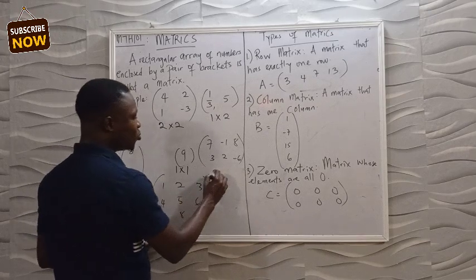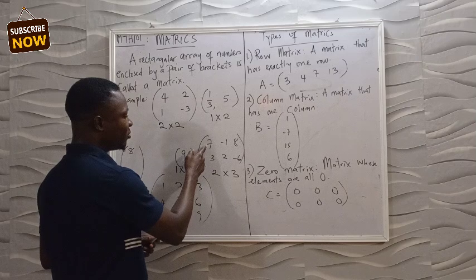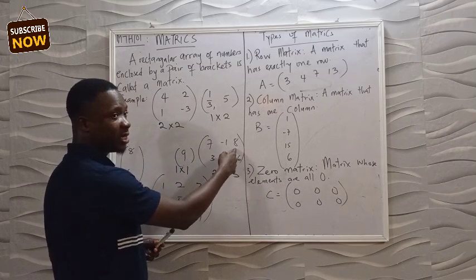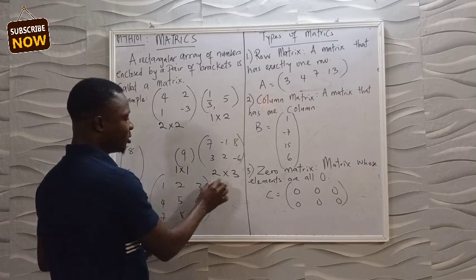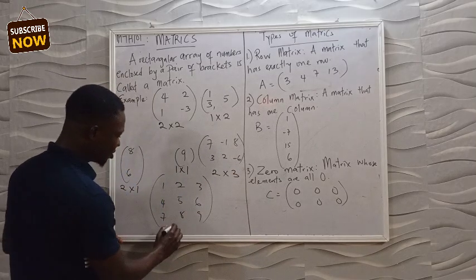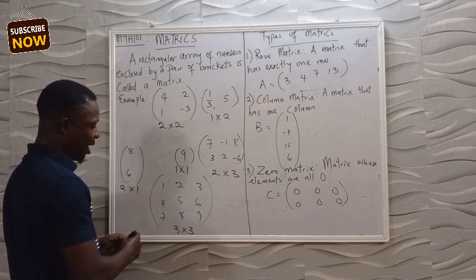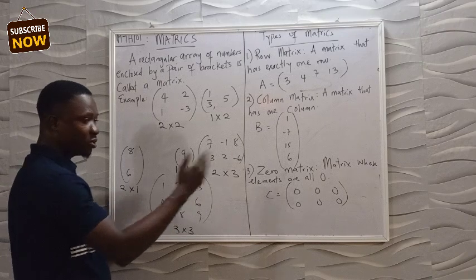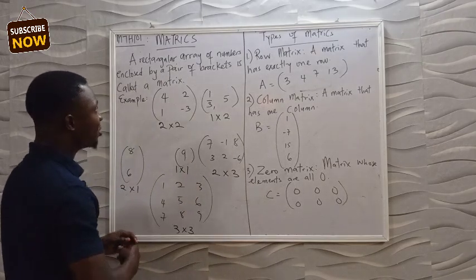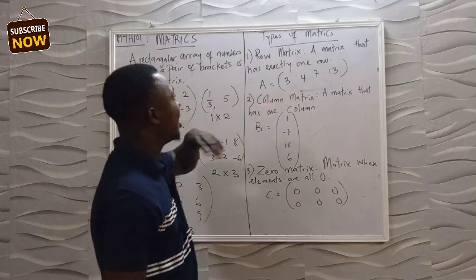This is called a 2 by 3 matrix because we have 2 numbers vertically and 3 numbers horizontally. That's why it is called a 2 by 3 matrix. And finally we have this, which is called a 3 by 3 matrix. So if you check horizontally and vertically, we are having 3 rows and 3 columns. So these are examples of some matrices. So we'll look at types of matrices as well.